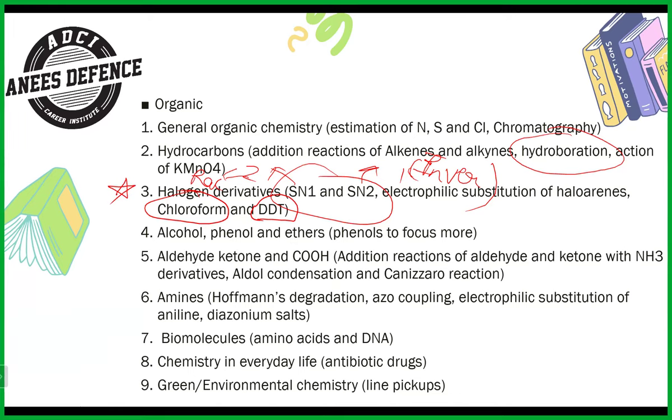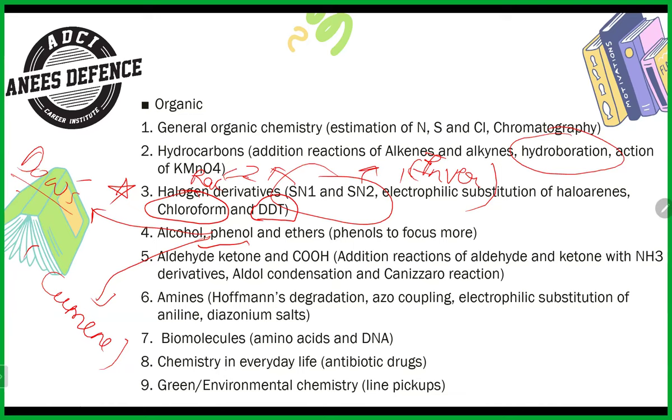And what is the effect of the groups on the acidic strength of phenol? If you are adding an electron donating group, what happens to the acidic strength? If you are adding an electron withdrawing group, what happens to the acidic strength? That is to be taken into consideration. And there is one particular process known as Dow's process, which is to be highlighted. And there is a process from cumene, preparation of phenol from cumene.